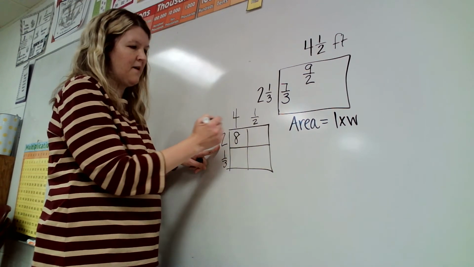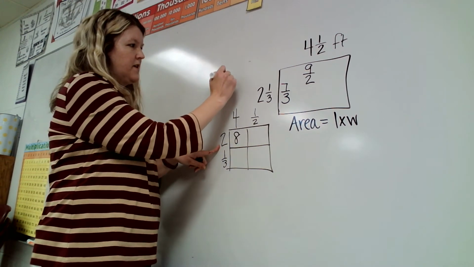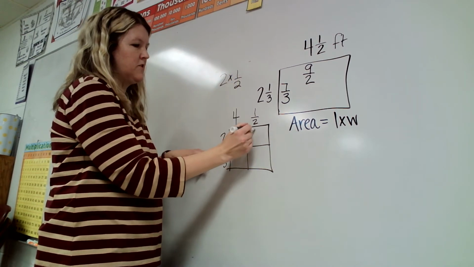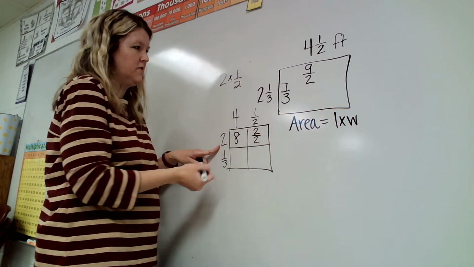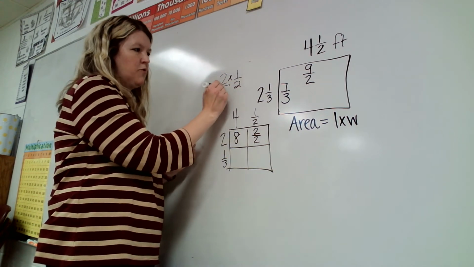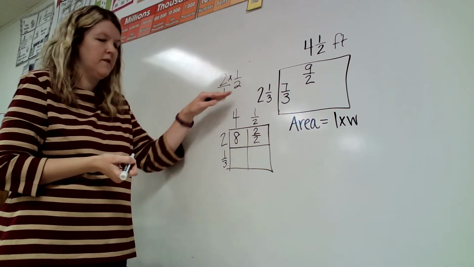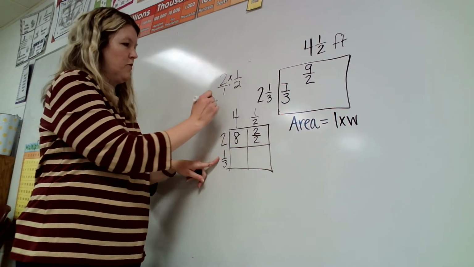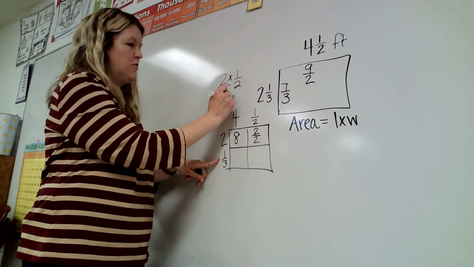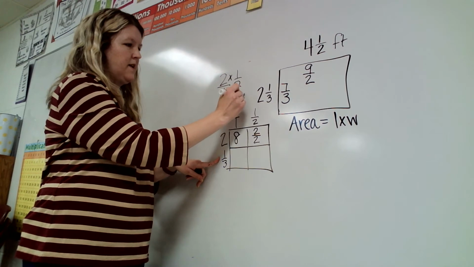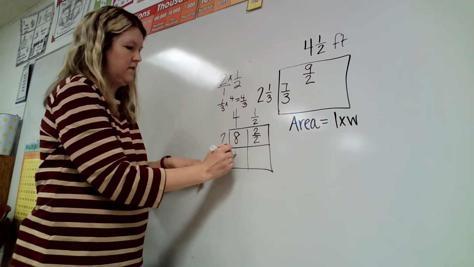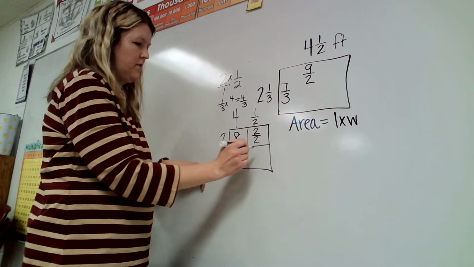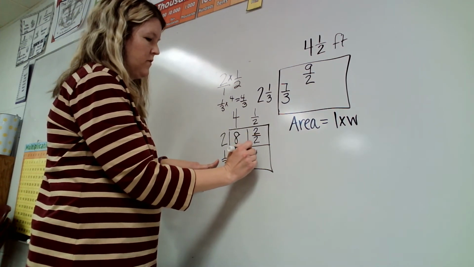Then I've got 2 times 1/2. If you need to, write that down and work it out, 2 times 1 would be 2, so 2 over 2. And you could put a 1 underneath here if that helps you as well. And then I do 1/3 times 4. So 1/3 times 4, that gives me 4 thirds. And then I've got 1/3 times 1/2, which gives me 1/6.